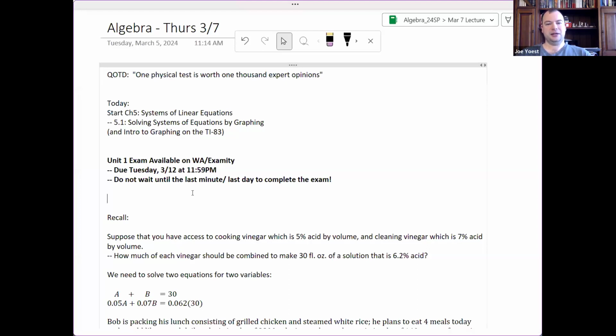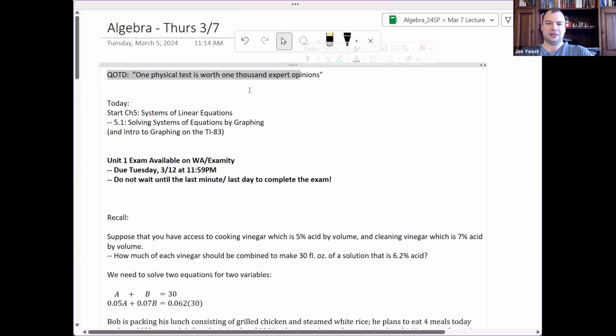So make sure to get it taken with a good bit of buffer or margin, just in case, if you wait until the last day and then something goes wrong with the technology, or something happens that you're not able to take it on time. That's a big chunk of your grade, so you don't want to risk that.